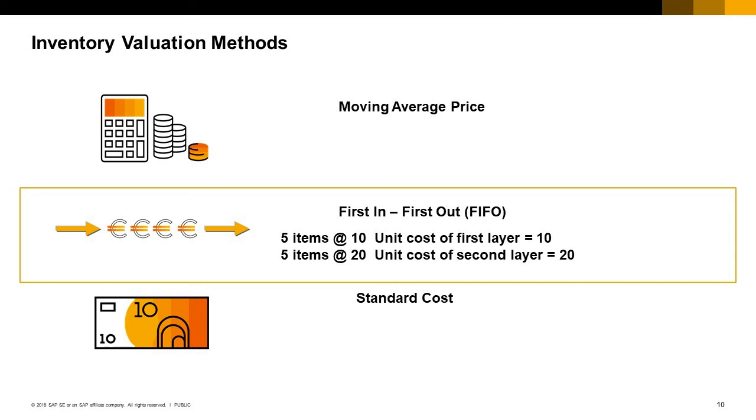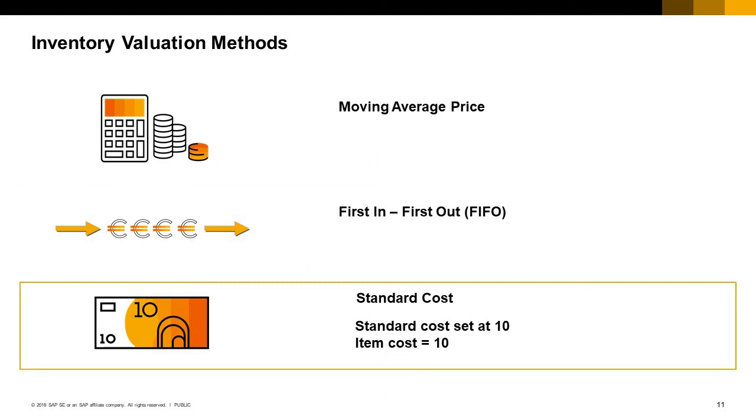Let us say you buy a quantity of 5 at 10 each. The unit cost of the first layer is 10 each. You then buy a second quantity of 5 at 20 each. The oldest layer's cost remains 10. However, you also now have a newer layer with a unit cost of 20. When you sell the item, the system uses the oldest layer first. So the first quantity of 5 sold has an item cost of 10.